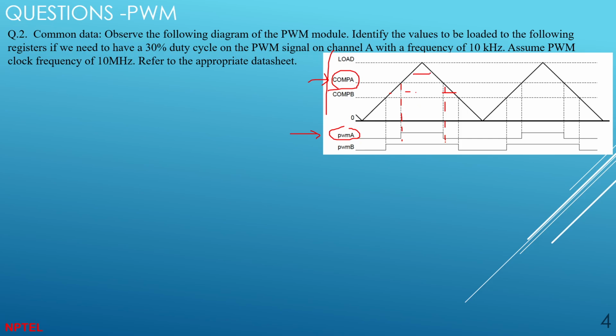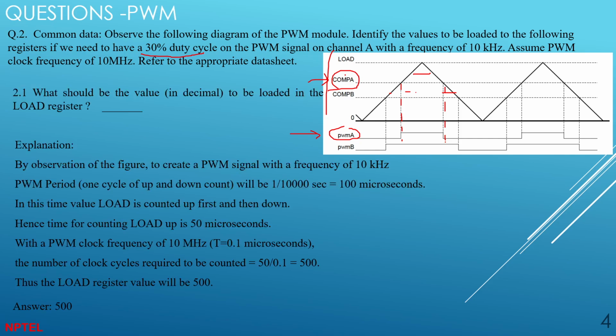That is what is happening here, and that's what my question is. I wanted to get a 30% duty cycle. What will comp A be? That is what the question is about. So how to solve this kind of question?